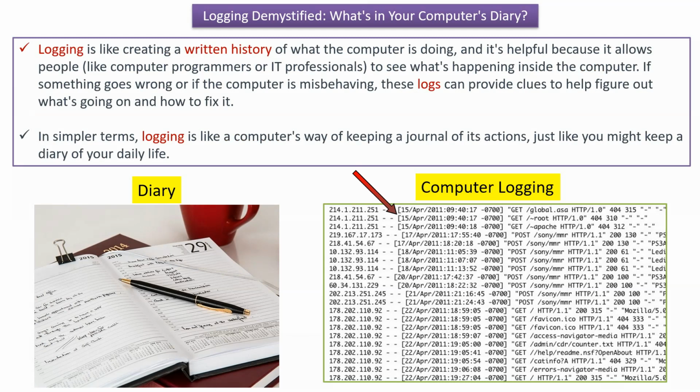Logging is like creating a written history of what the computer is doing, and it is helpful because it allows computer programmers or IT professionals to see what is happening inside the computer. If something goes wrong or if the computer is misbehaving, these logs can provide clues to help figure out what is going on and how to fix it. In simple terms, logging is like a computer's way of keeping a journal of its actions, just like you might keep a diary of your daily life.